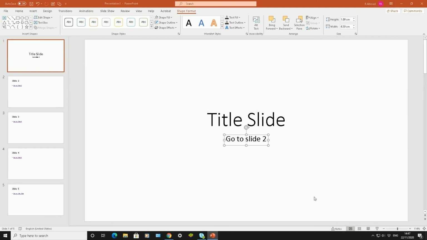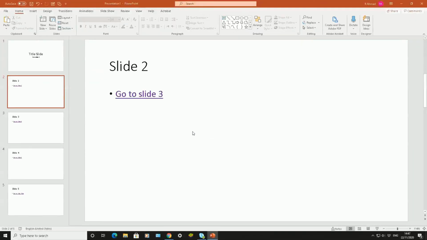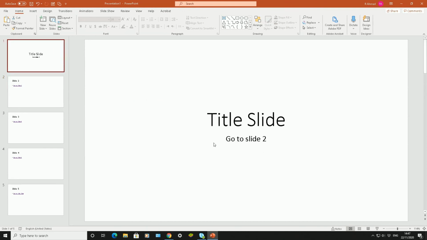There you go. Now I'll click on the F5 slideshow mode. Now this slide, click on it, it should be a hyperlink. So that's a quick and easy way showing you how to add a hyperlink, how to remove the underline of the hyperlink, and how to change the colors of the hyperlink as well.